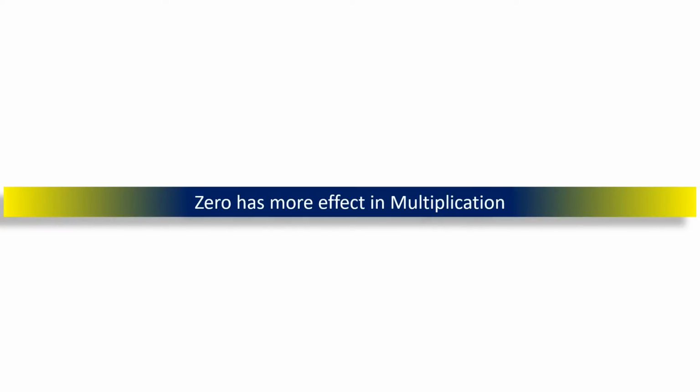0 has more effect in multiplication. Minus 5 into 0 is equal to 0. So far we have seen in the previous examples that 0 has no effect in addition and subtraction. But during multiplication, 0 is the highest number which has more power. Even if you put n number of items before a multiplication by 0, you will get the answer as 0. We'll see all these types of examples in this particular section.